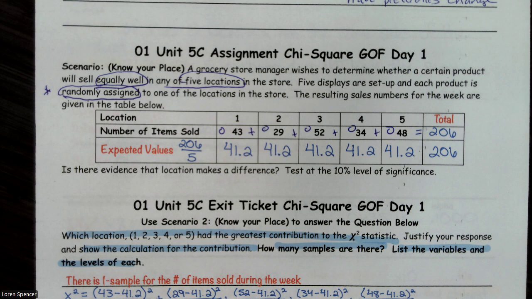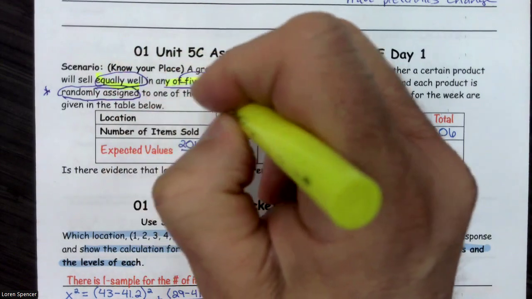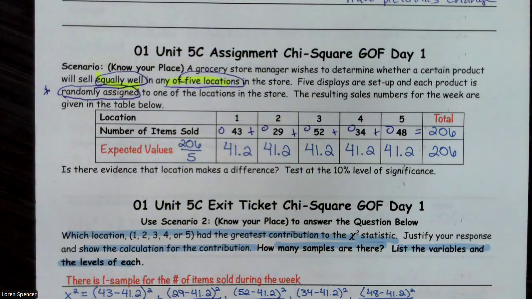So, let's look back at the scenario. The scenario was a grocery store manager wishes to determine whether a certain product will sell equally well in any of five locations. Five displays are set up and each product is randomly assigned to one of the locations. The resulting sales numbers were as follows.